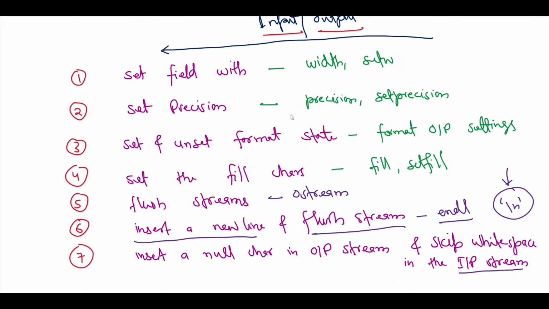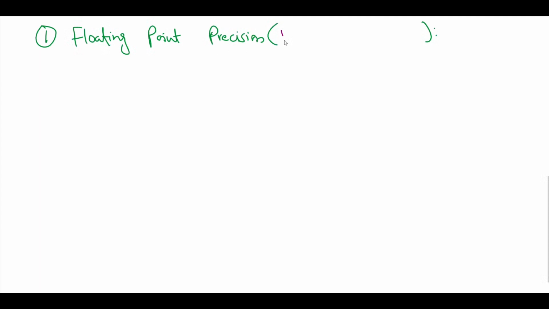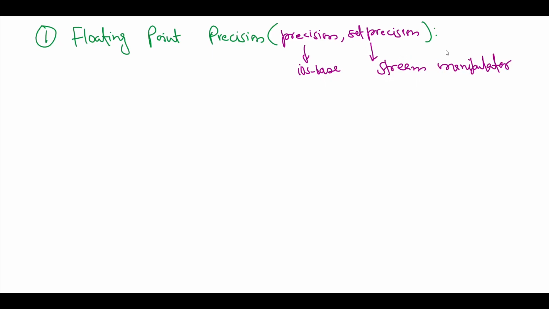Now this was the overview of stream manipulators. Let's begin with the detailed discussion from the first, and that is floating point precision. We can do this using precision and setprecision. Precision is a function of ios_base, and setprecision is a stream manipulator. A call to either of these sets the precision of all subsequent output operations until the next precision setting call. That means the call to these functions provides us a sticky setting which remains the same until we apply another setting.